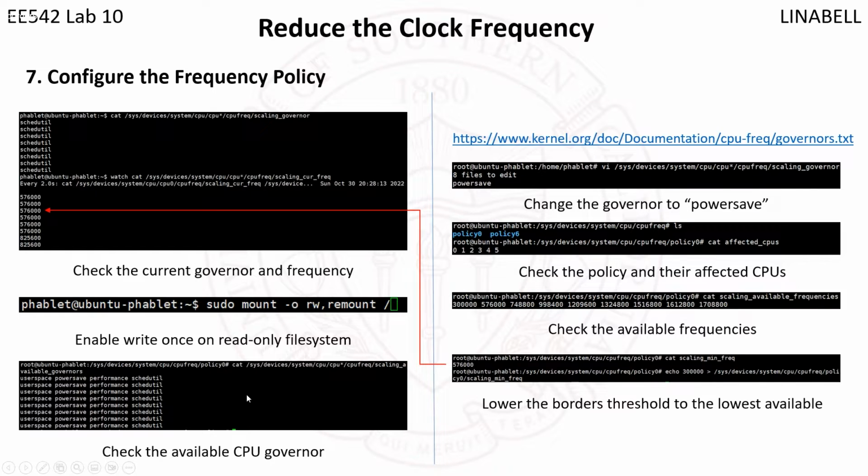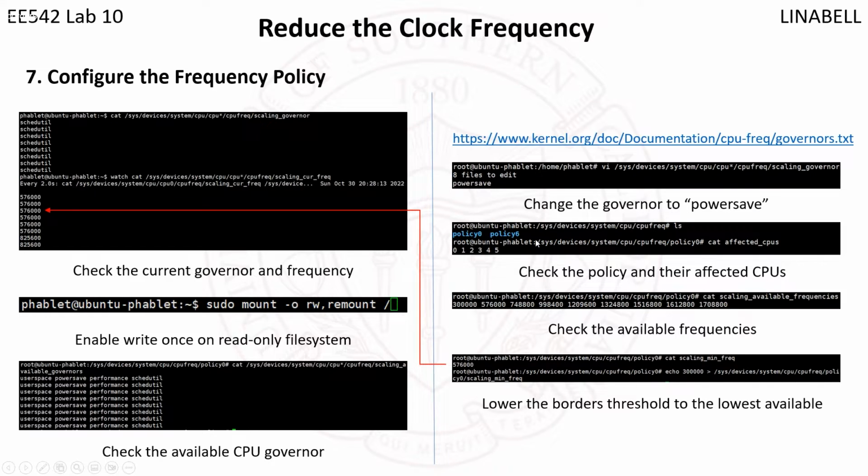Then by changing the type of the CPU governor, we need to first check the available types of the governor by the command in the third picture. Next, we change the governor of all 8 cores on my phone to the powersave governor. The powersave governor sets the frequency of the core to the value set in the scaling_min_freq file.